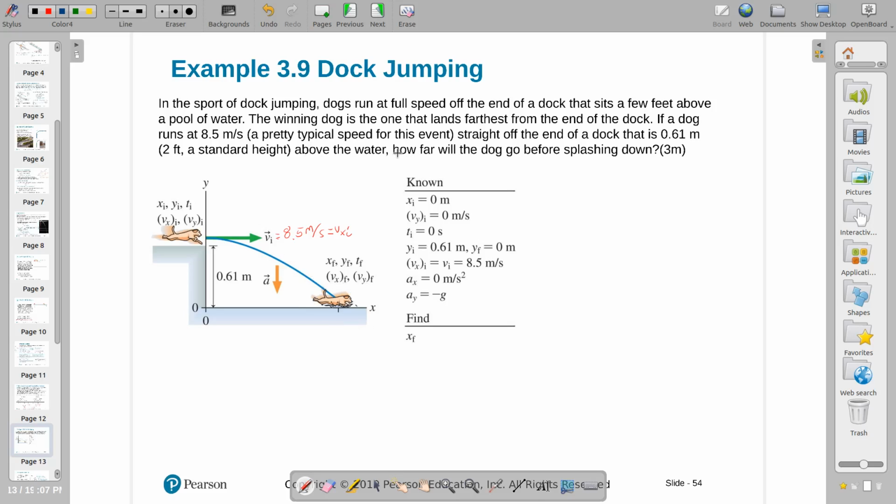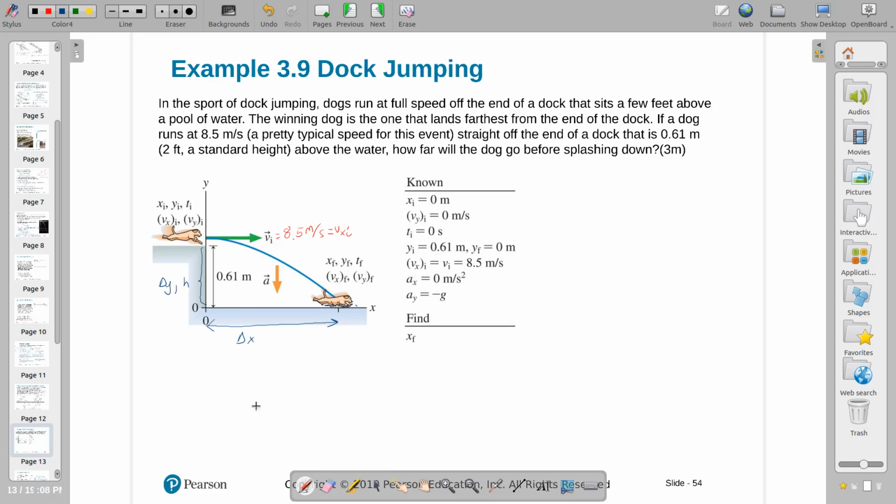And let's keep reading. So 8.5 meters per second straight off the end of a dock, and it is 0.61 meters above the water. So we know the height here. We can call this h, or we can call this delta y, to be in line with the book. How far will the dog go before splashing down? That would be the distance the dog would travel along the horizontal, delta x.